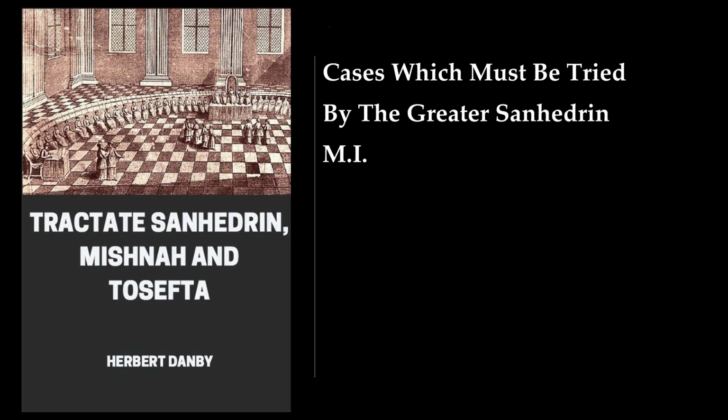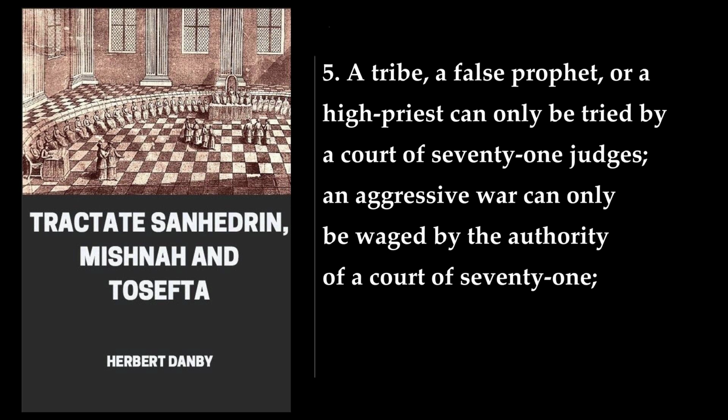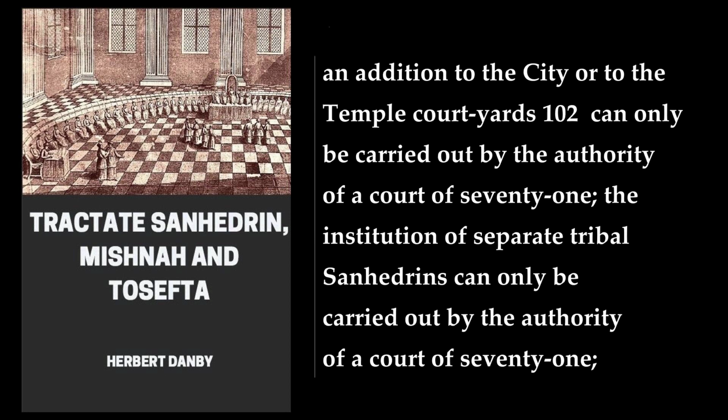Cases which must be tried by the greater Sanhedrin. 5. A tribe, a false prophet, or a high priest can only be tried by a court of 71 judges, an aggressive war can only be waged by the authority of a court of 71. An addition to the city or to the temple courtyards 102 can only be carried out by the authority of a court of 71, the institution of separate tribal Sanhedrins can only be carried out by the authority of a court of 71.